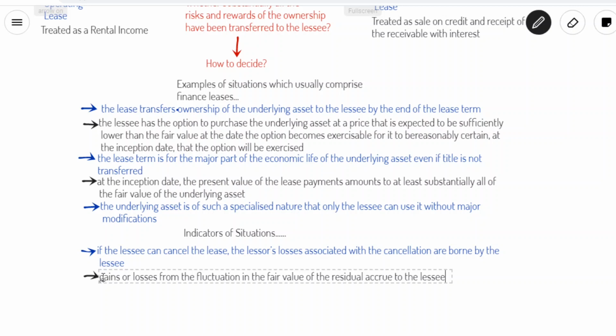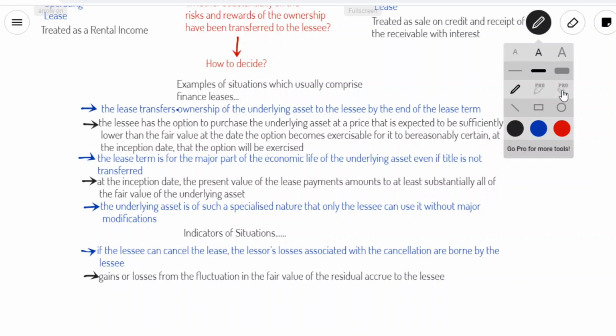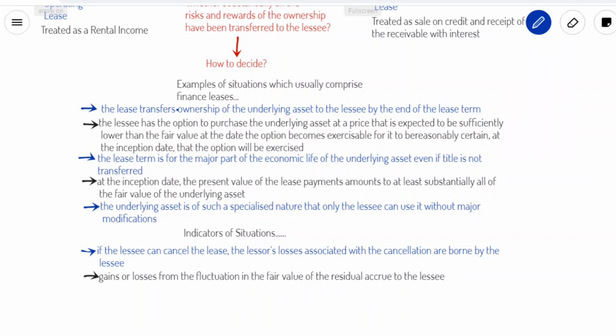Gains or losses from the fluctuation in the fair value, the residual value, accrue to the lessee. Now, for example, if the fair value of the asset goes up or down, the benefit or the loss of that fluctuation in value of the asset is actually borne by the lessee, then we would assume that it's more likely that the lessee has actually purchased the asset. Why? Because the risk and rewards which are associated with the asset's fluctuation in value would be borne by the lessee.